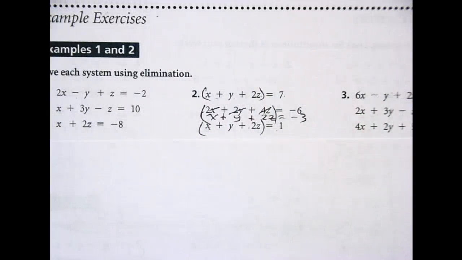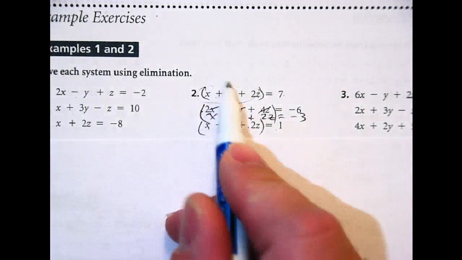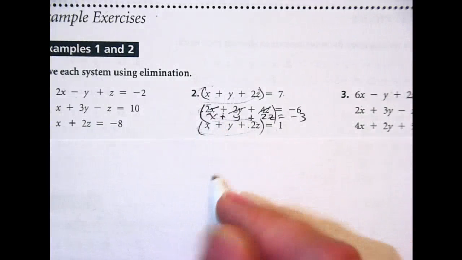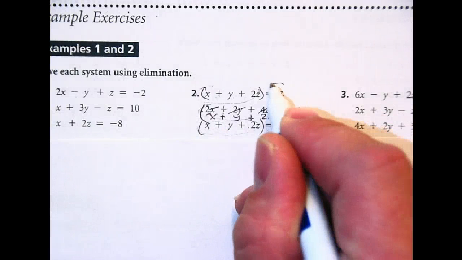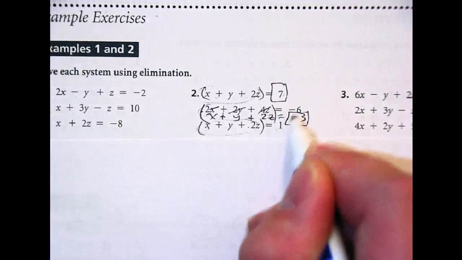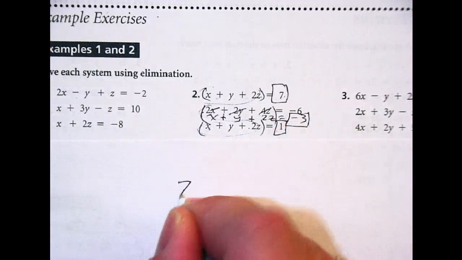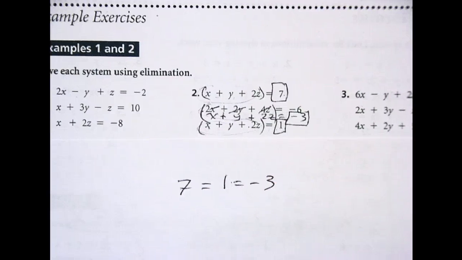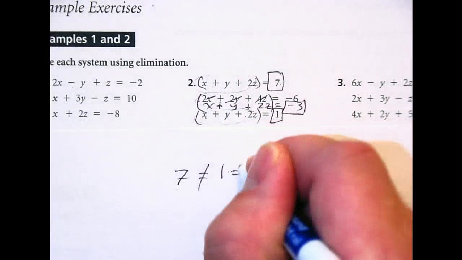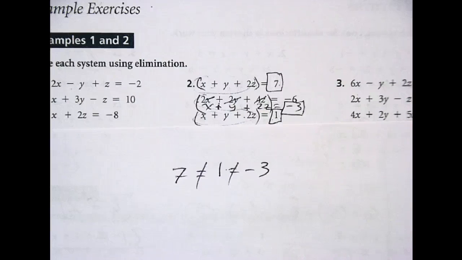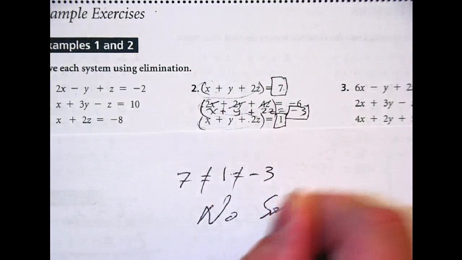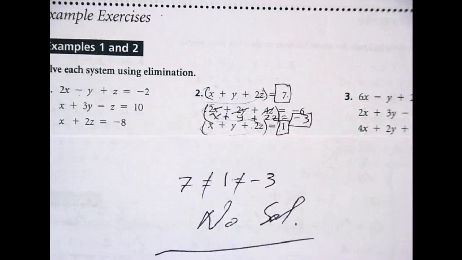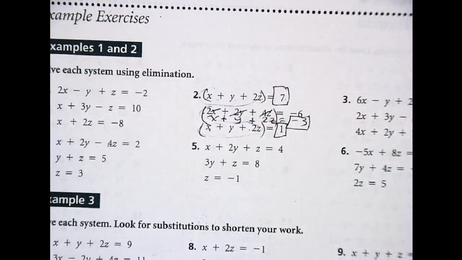Hey, time's up. Hey, guys, since x plus y plus 2z are all exactly the same in every one of them, you could really say this equals that, which equals that. You're saying 7 equals negative 3, or 1, which equals negative 3. Is that true? No. And whoever said yes, you're probably not in the right class right now. Okay? This is no solution. So it's not quite going to take as long as you may think it will.